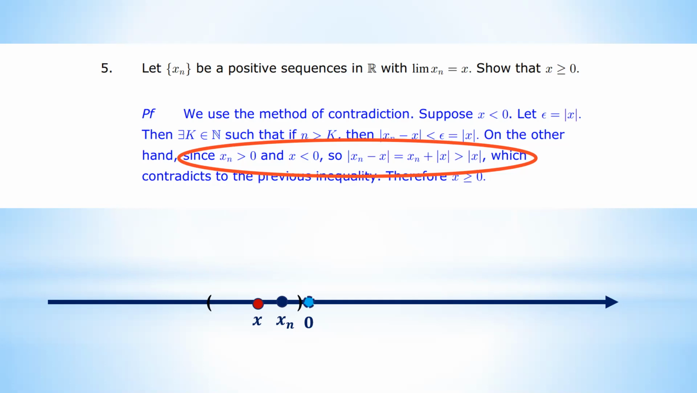That contradicts the previous inequality. The previous inequality says the distance is less than the absolute value of x. Now it's the opposite. So this contradiction shows that the initial assumption is wrong. Therefore, we must have x non-negative. That's the proof. From the picture, when you argue from the other hand, you can imagine that because xn is positive, it is on the right side of zero. That's why you can have this new estimate, which contradicts the previous one.